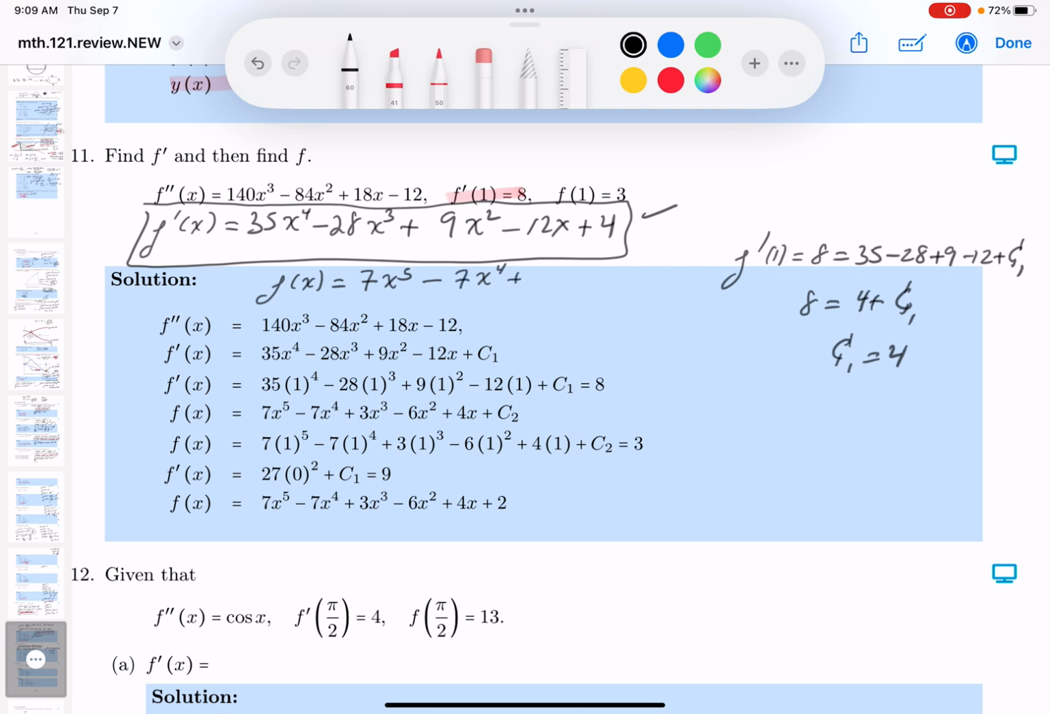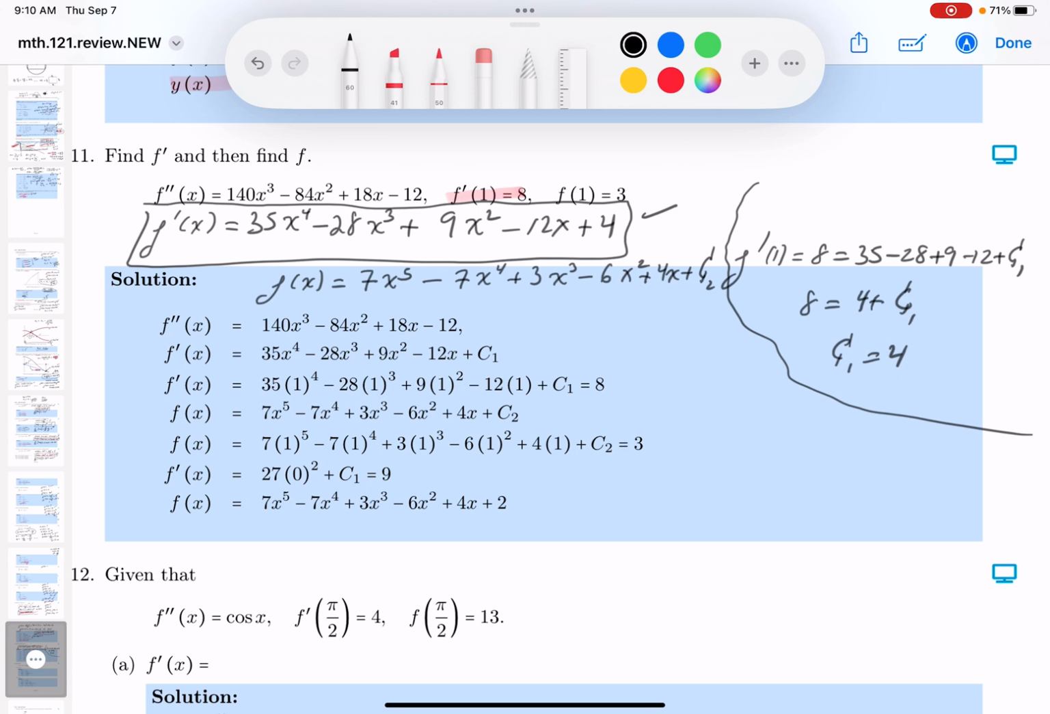Plus. I'm going to increase the exponent by 1. It's x cubed. 3 goes into 9 3 times. Minus x squared. Okay, let's be careful. 2 goes into 12 6 times. Then I get 4x. And then I get another constant. I'm going to call it C2, and I'm trying to be consistent with what happened before.